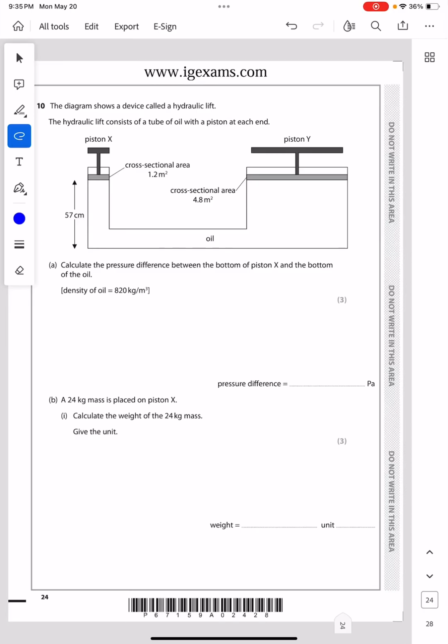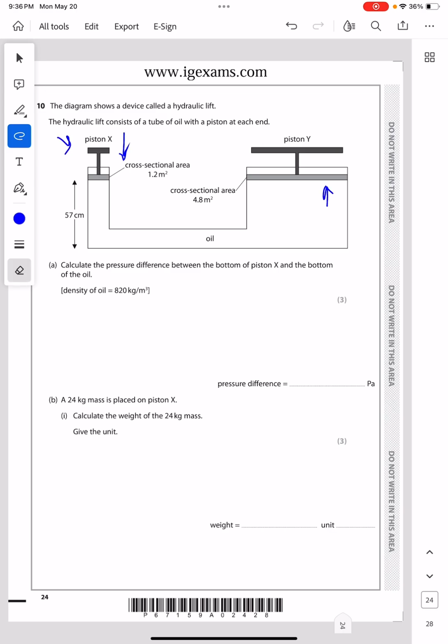Hello there. So we're answering this question about the pressure. Here we have some kind of hydraulic lift. Here we have this piston X and piston Y. And of course, whatever we do on piston X is going to affect piston Y this way.